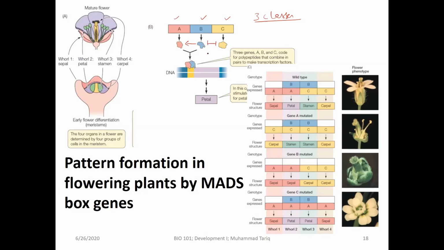What they discovered is that genes of class A, class B, and class C have a role in flower development. And we know that flowers have 4 whorls. If you closely look at a flower, flowers have sepals, then petals, then stamens, then carpels. This is the sepal, the very tiny green leaf, if you look at a rose.